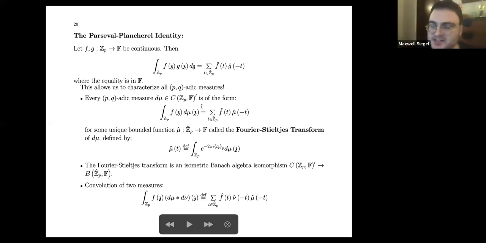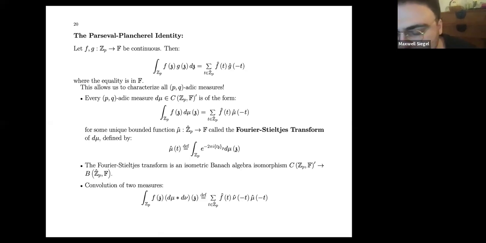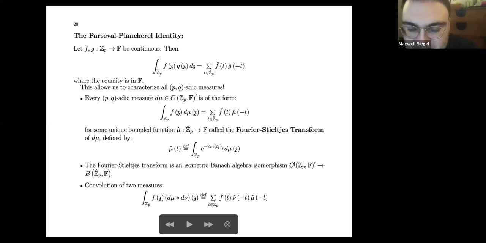Namely, every p,q-adic measure d mu is of the following form for some unique bounded function mu hat from Zp hat to big F, and this function mu hat is called the Fourier-Stieltjes transform of d mu, and it's defined by the image of the associated p-adic unitary character under d mu. The Fourier-Stieltjes transform is then an isometric isomorphism of Banach algebras, mapping the convolution algebra of measures to the pointwise multiplication algebra of bounded functions. And here is the Parseval-Plancherel method for defining the action of the convolution of two measures on a given function.